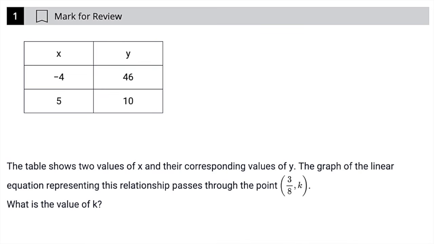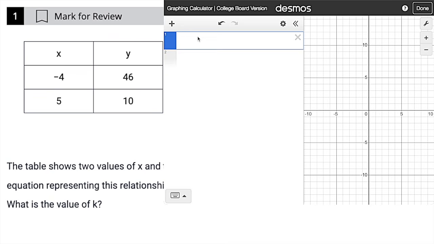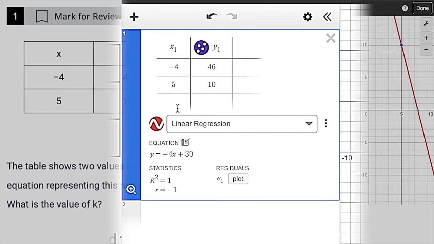Linear equations are even easier because we only need 2 points. This one only gave us 2 points, but if they had given us 7 points, we would only have to type 2 of them. So again, we're just going to write the word table. We're going to put in our points. We're going to click the button. And this time, since it automatically goes to linear, we are in the clear.